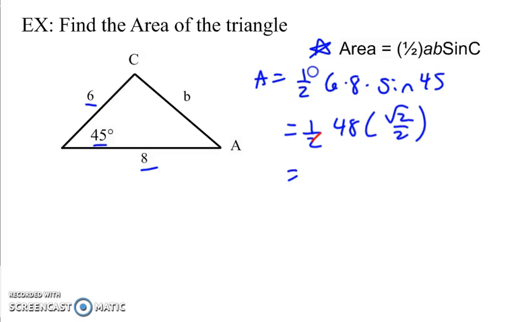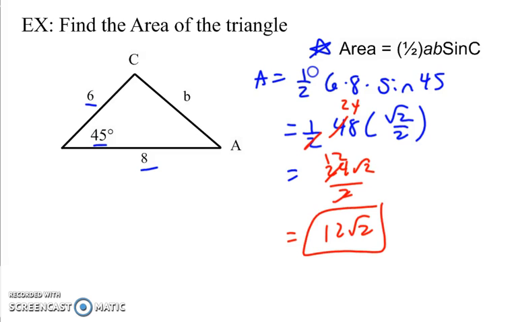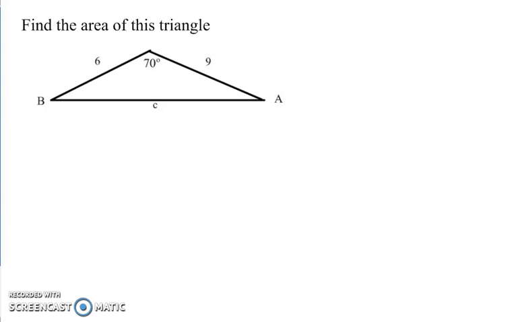Half of 48 is 24. 24 √2 divided by 2, that reduces to 12 √2. So there is the exact area of that triangle. Sweet! Moving right along here. So let's find the area of this triangle. Okay, so I moved the base, I moved the angle, it doesn't matter. The area is half the product of the two included sides times the sine of that included angle.